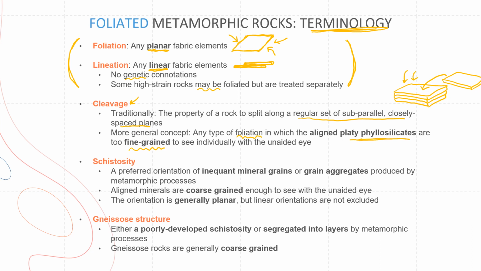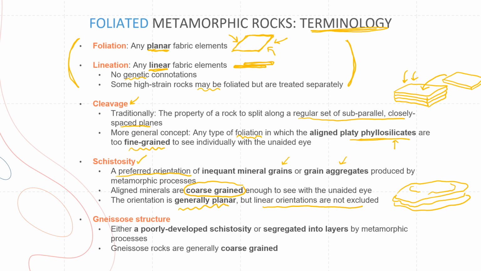Next, we have schistosity. Schistosity refers to the preferred orientation of minerals produced by metamorphic processes. This usually refers to mineral grains or grain aggregates. And these aligned minerals are usually coarse-grained, so it's coarse enough to see with the unaided eye. The orientation is usually generally planar, but linear orientations are not excluded. So think about our friends here, the fine phyllosilicates, but coarser. So you get to see the minerals in the rocks.